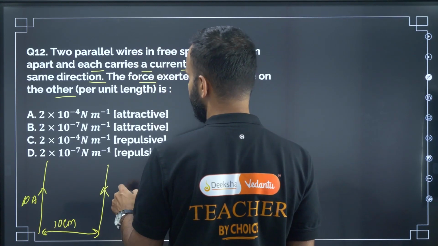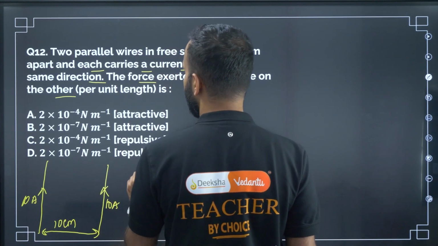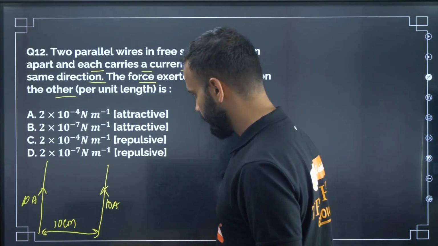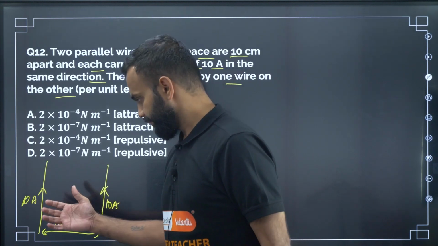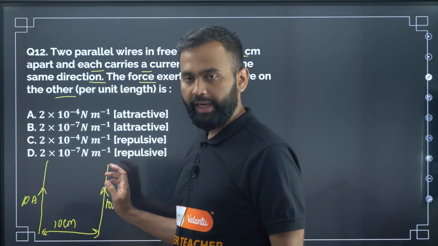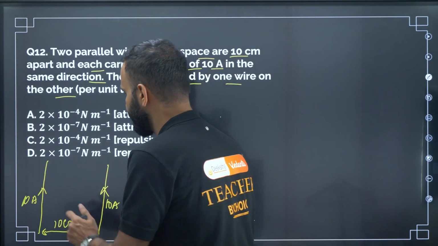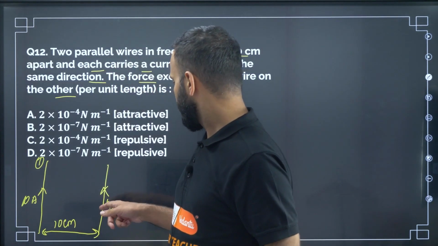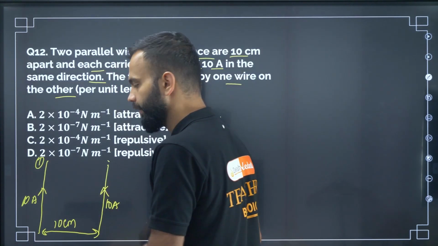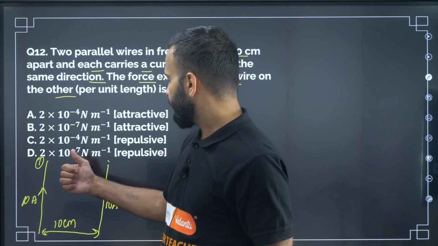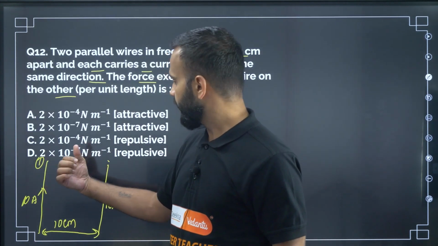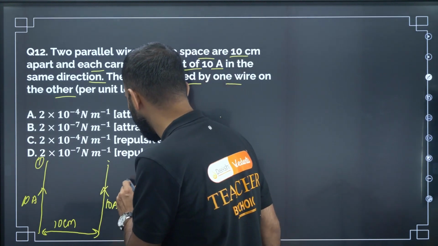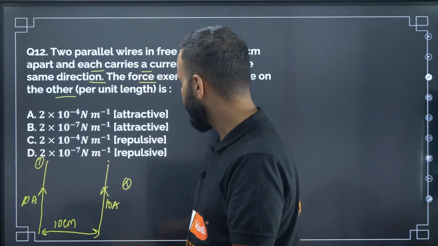In the same direction, the force exerted by one wire on the other. Okay, so here let us find the magnetic field due to the first wire at this point. So what is the direction of the magnetic field? The direction of the magnetic field is into the plane due to the first wire, okay.